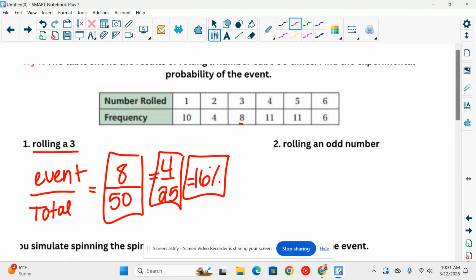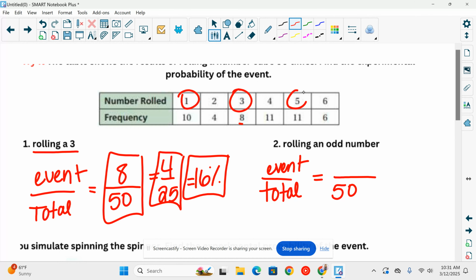The next event is rolling an odd number. So we want the event over the total when we're talking about probability. Well, we rolled it a total of 50 times. Odd numbers. What are my odd numbers? 1, 3, and 5. How many times did I roll a 1? 10 times. How many times did I roll a 3? How many times did I roll a 5? Alright, so that gives me 29 over 50 as my probability, or I can convert it to a percent.